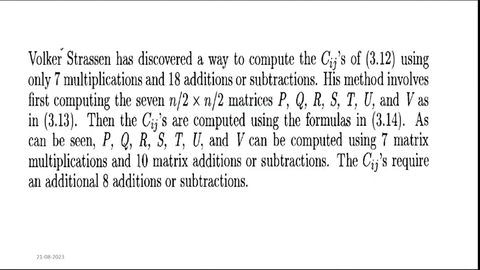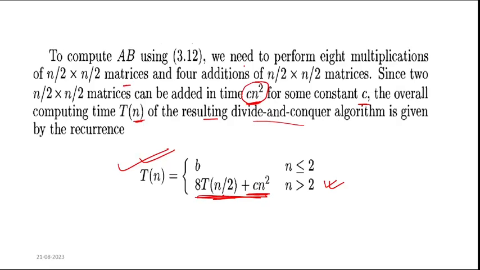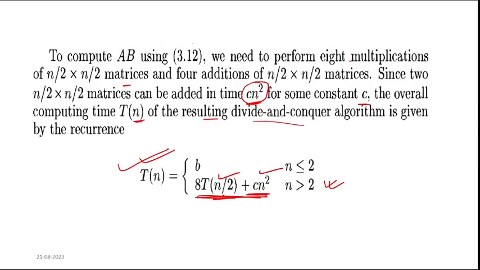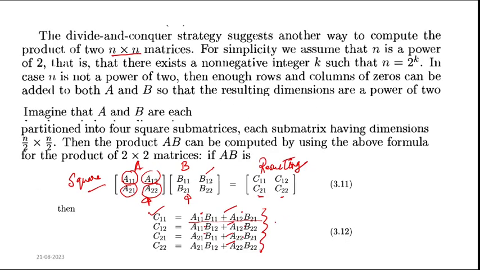Now what Strassen does: Volker Strassen discovered a way. You have seen the time complexity, and he has reduced it a little bit, as I told earlier. Strassen discovered that computing Cij, which is equation 3.12, he did something on these calculations, something like Horner's rule. All of you know Horner's rule. Anybody knows Horner's rule, students?